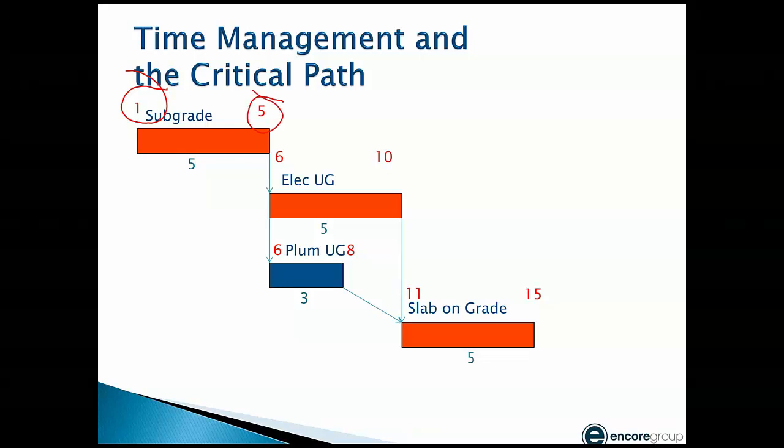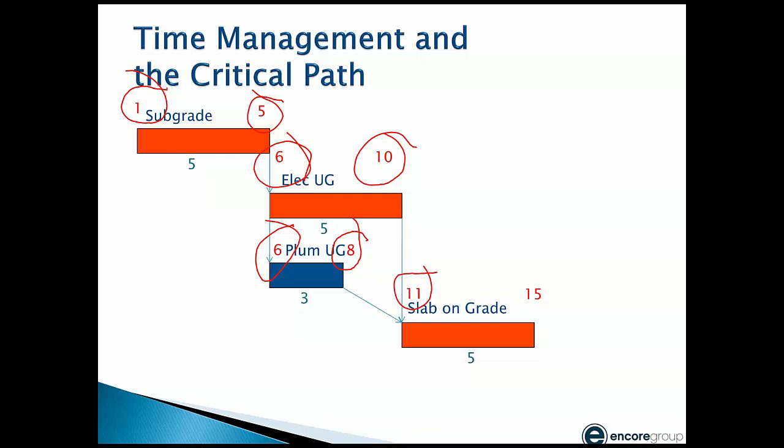That's called the end of day 5. You have beginning of days and end of days. So then the next activities can start on 6. If this underground electrical needs 5 days, then it'll finish on 10. My plumber will finish on day 8, 6, 7, and 8. And if my electrician finishes on 10, then my slab on grade can start on 11 and finish on 15.